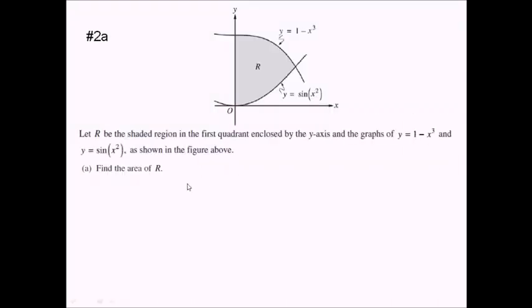On this calculator-based free response problem, we have this R-shaded region in the first quadrant, enclosed by the y-axis and these other two functions here. Our first task is to figure out the area of R. To make my life a little bit easier, I'm going to actually name these functions. I'm going to call this top function here, 1 minus x cubed, f of x. And because I'm so creative, I'm going to call this bottom sine function g of x.